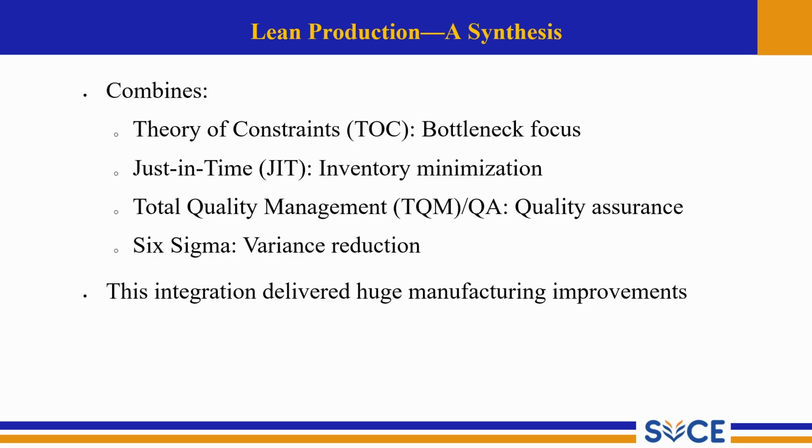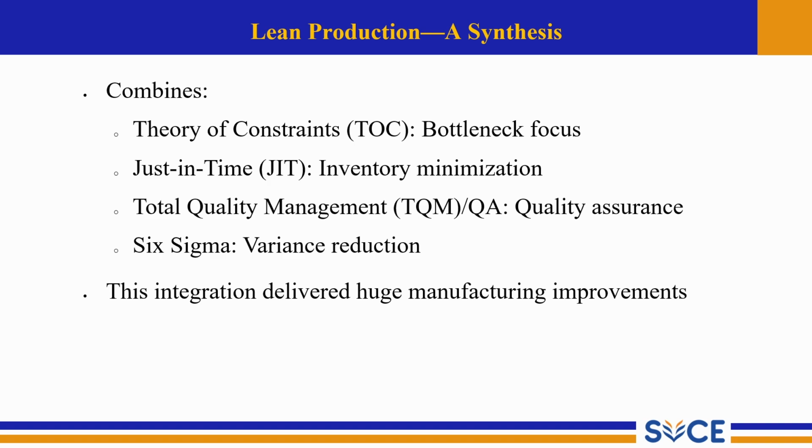Next, we'll see lean production as a synthesis. Here it combines theory of constraints, that is for bottleneck focus. This means we look for the slowest step in the process and improve it. And next one is just in time, that is used to reduce inventory. It is for inventory minimization.